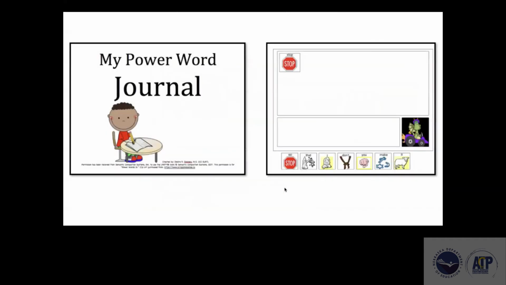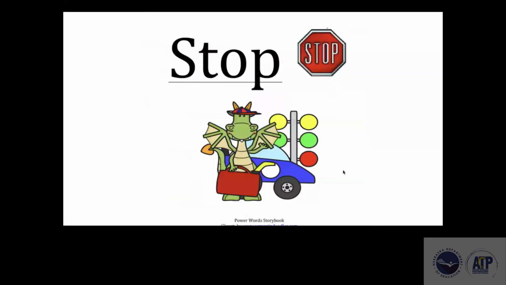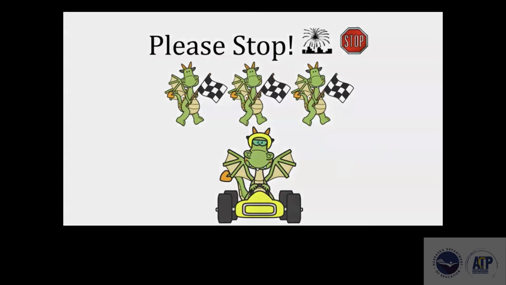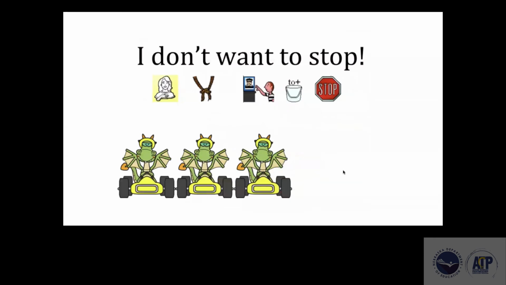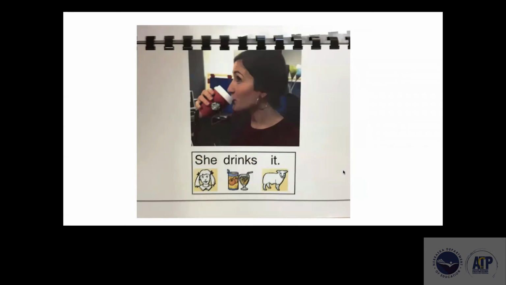We have a writing component, so they have a journal. We have a song, and we have the lyrics that go with it. And this is just an example of what the book looks like. This is the "stop" book. Notice it's all core vocabulary words, and that was just part of it.